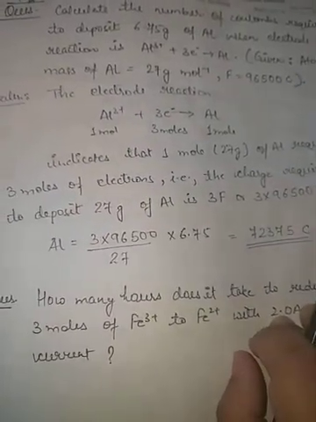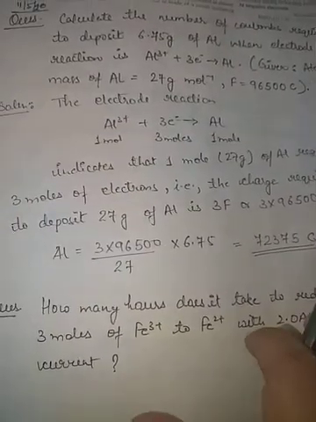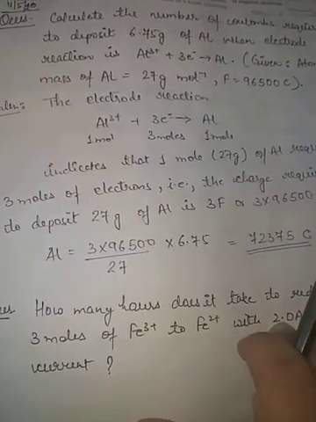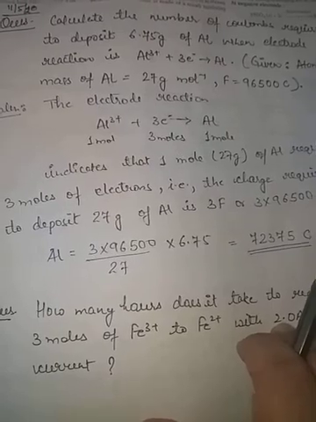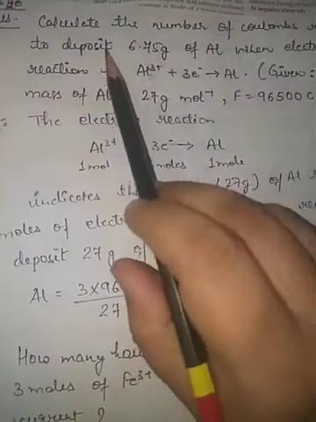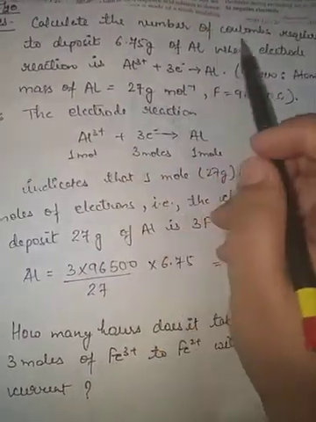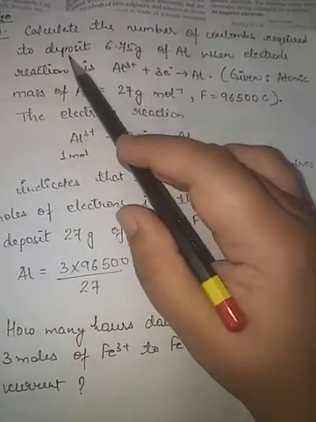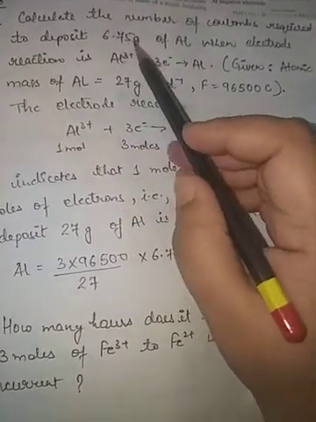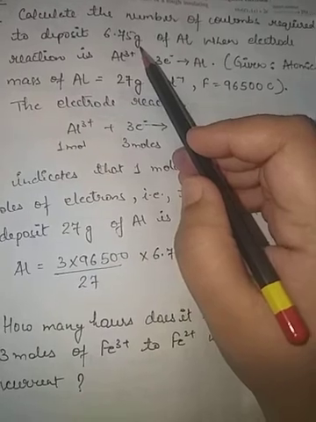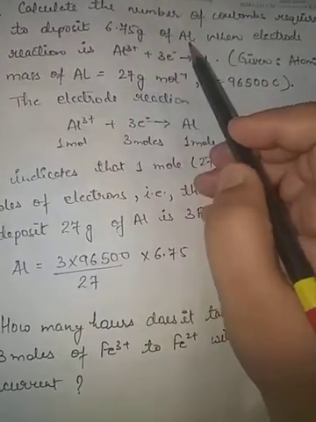Yesterday we studied about Faraday's laws of electrolysis. Today we'll solve one numerical related to that. Calculate the number of coulombs required to deposit 6.75 gram. We have to deposit 6.75 gram of aluminium.